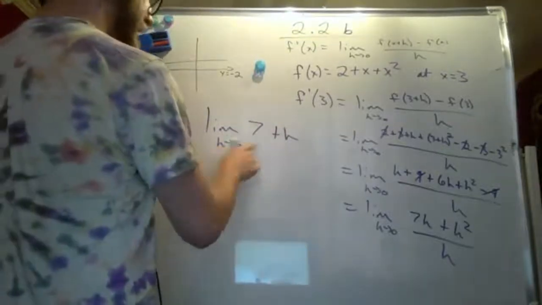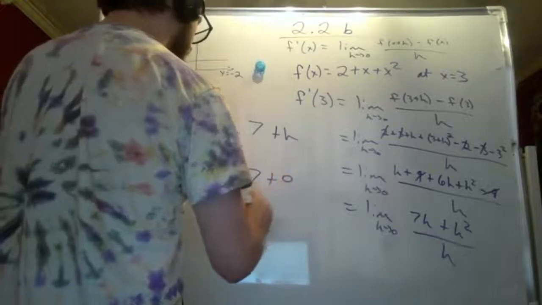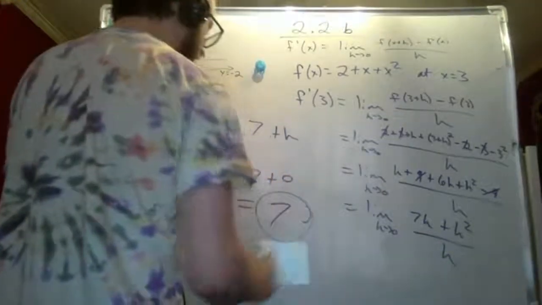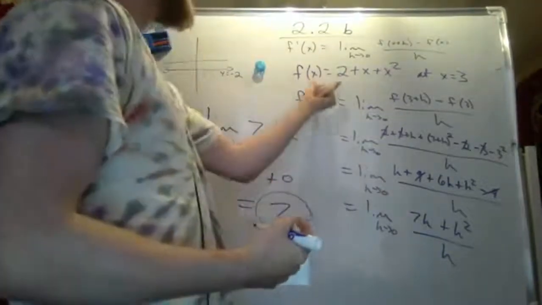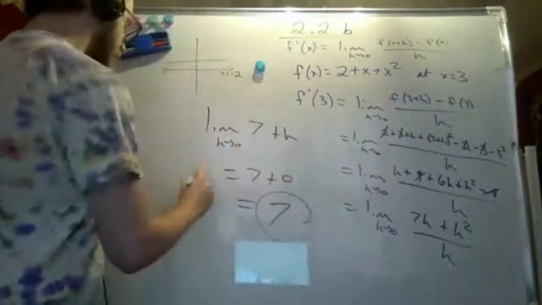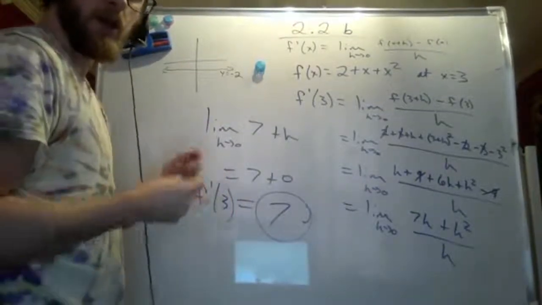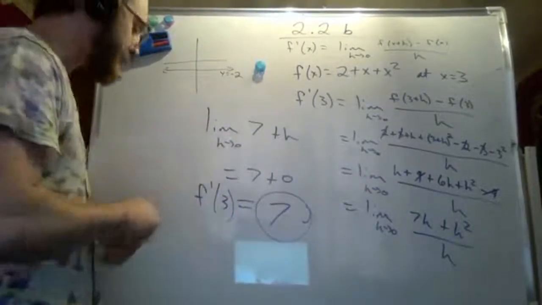So now, as h goes to 0, we can just plug it in. This is 6 plus 0, or 6. And that is the slope of this equation at x equals 3. Or in other words, f prime of 3. So there you have it.